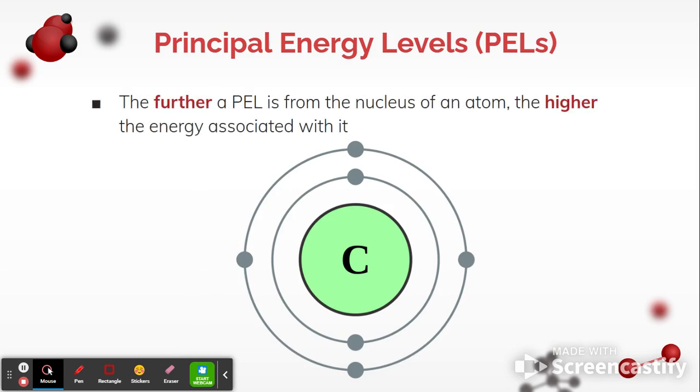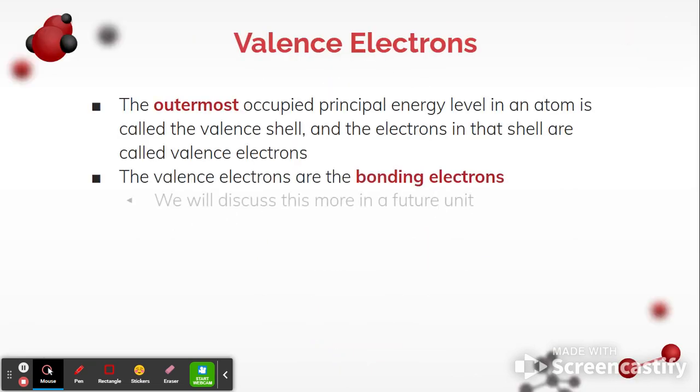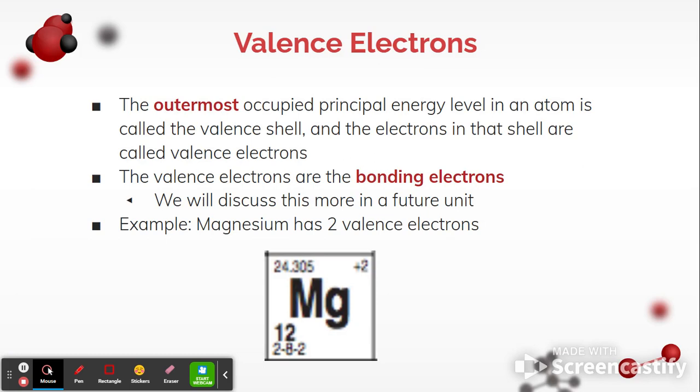As we've established, a further principal energy level from the nucleus of an atom will have a greater amount of energy associated with it. The outermost occupied principal energy level in an atom will be referred to as the valence shell, and electrons in that shell are denoted as valence electrons. These are also referred to as bonding electrons, which we will discuss in a different video. In this example, Mg has 2 valence electrons because there are 2 electrons in its third and outermost principal energy level.